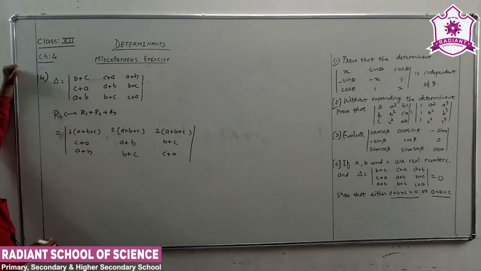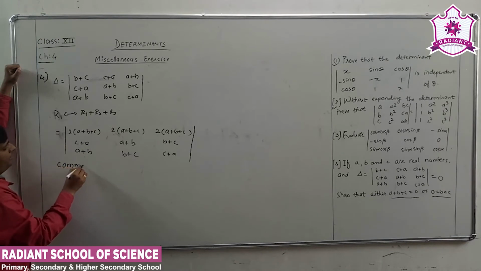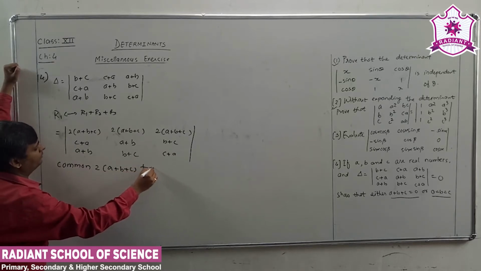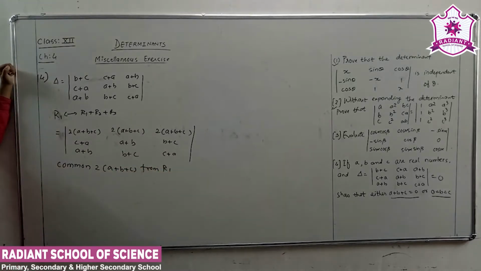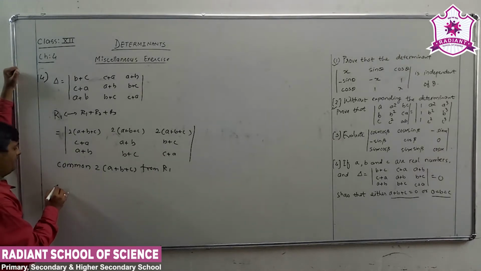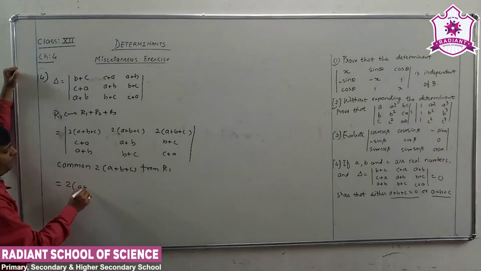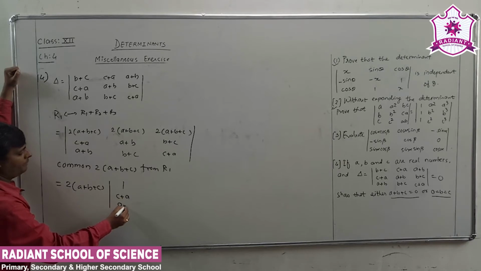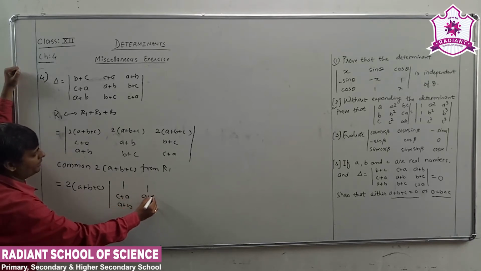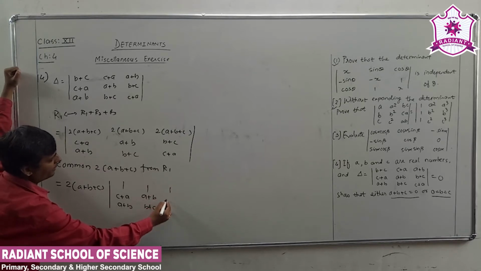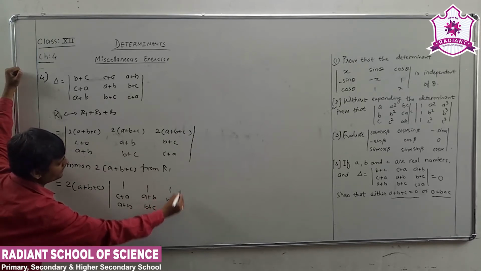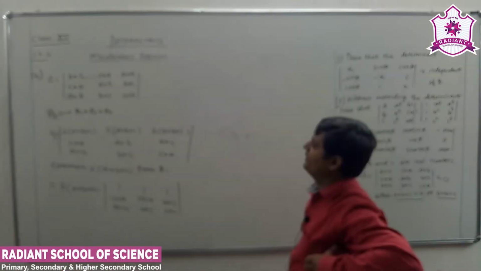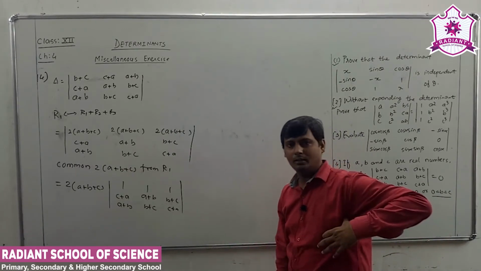Understand? Now common, so simple. So common 2 times a plus b plus c from R1. That means you take common 2 times a plus b plus c. So you have 1, 1, 1 in the first row, then a plus b, b plus c, and c plus a, and so on. Clear? So now the first step is clear, second step is clear, right?